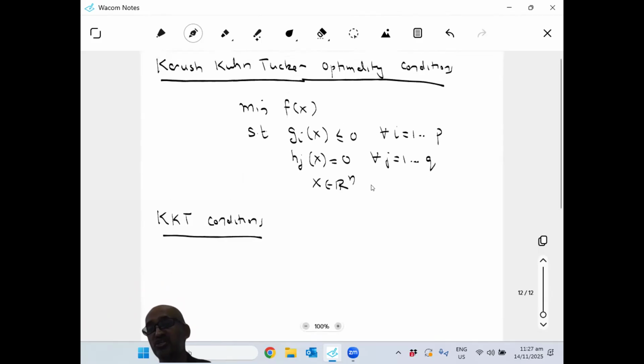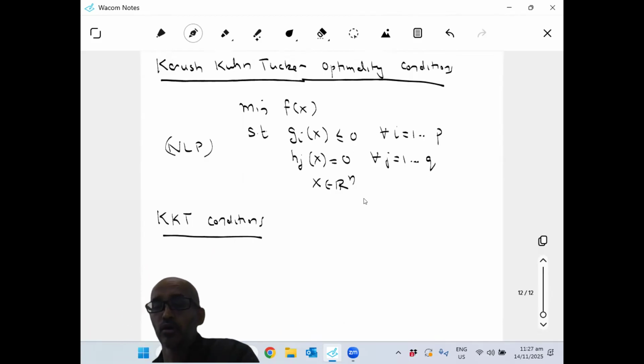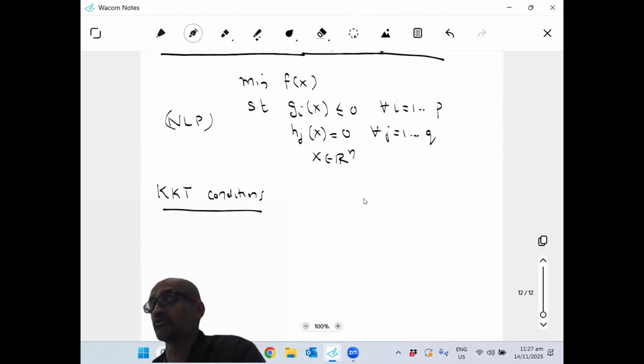But of course, this is a general nonlinear program. Finding a global minimum for a general nonlinear program is a hard problem, regardless of what people might believe. In general, nonlinear optimization is a hard problem. It's not a trivial problem, unlike LPs. So what are KKT conditions?